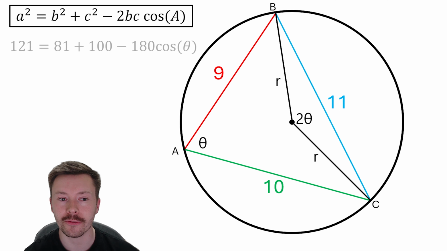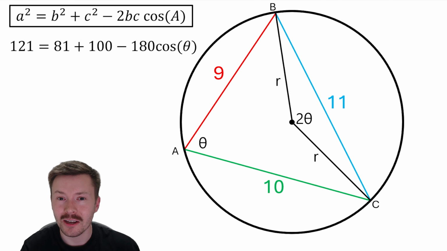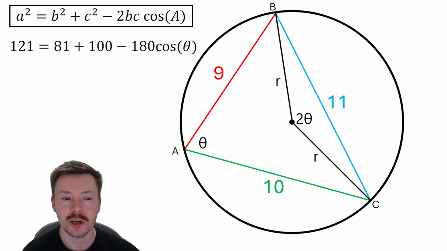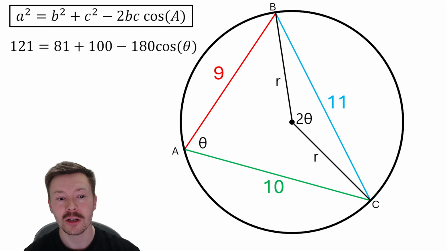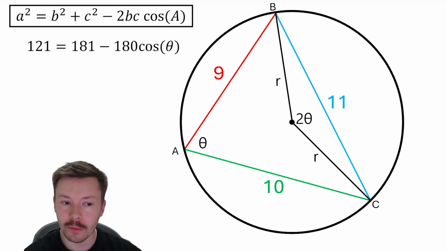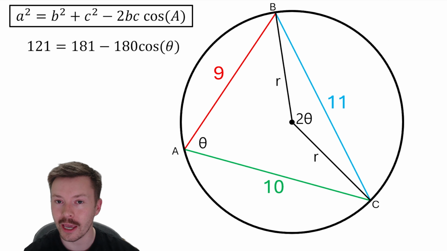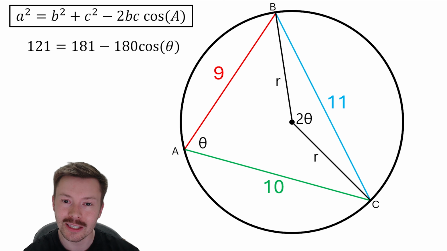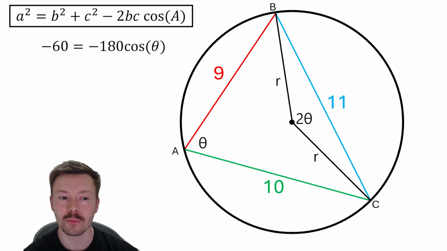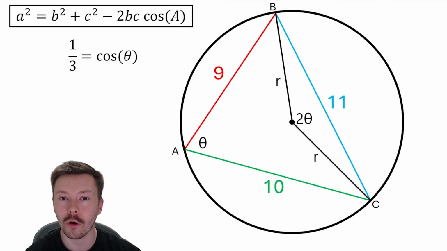I'm going to simplify that, calculating the squared values and the 2bc, and I get 121 equals 81 plus 100 minus 180 cos theta. Simplifying a little bit more, 121 is equal to 181 minus 180 cos theta. Take away the 181 from both sides and we get negative 60. Divide by negative 180 on both sides and we get 1/3 is equal to cos theta.